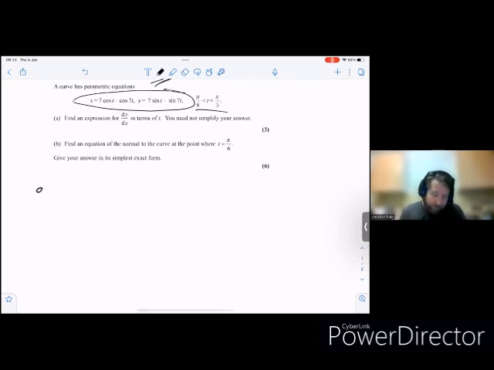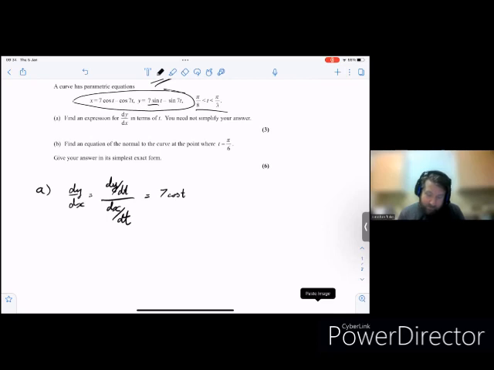Anyway, so for part A, we need to first remember dy by dx equals dy by dt over dx by dt. So that will be, okay, so dy by dt, we've got 7 sine t, which becomes 7 cos t, and sine 7t becomes cos 7t.